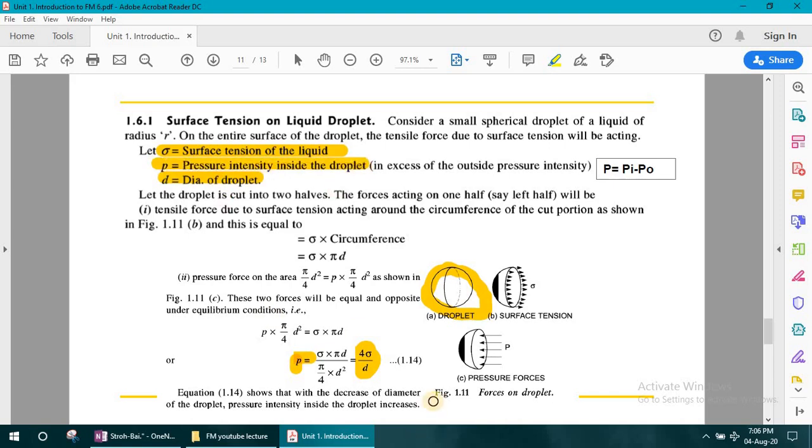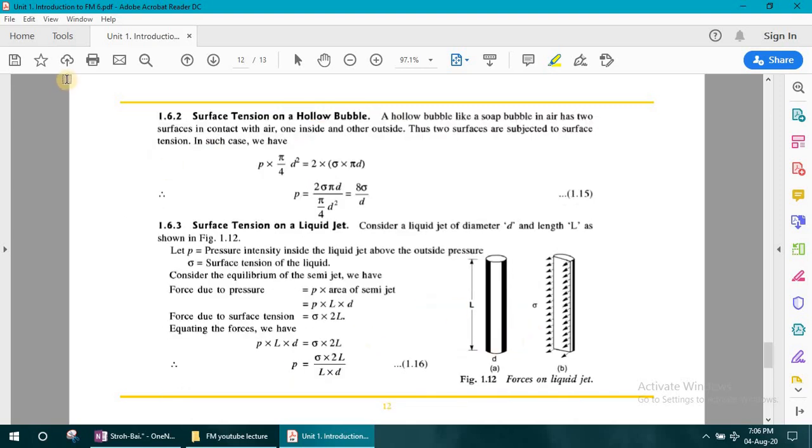So in the examination, if a problem comes on a liquid droplet, then we have to use the formula P is equal to 4 sigma by D. Now we will consider the second case, surface tension on a hollow bubble. I told you that in case of rain, the water droplet is completely filled, so that is known as a water droplet. But if you have a soap bubble, in this case the bubble is hollow from inside. It is spherical in shape, but hollow from inside and it is surrounded by air on both sides.